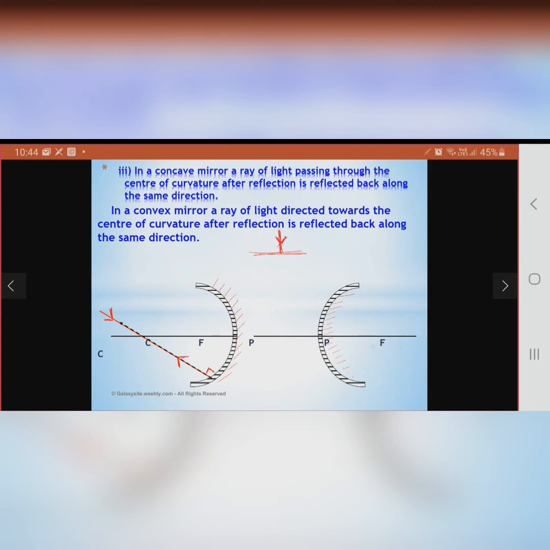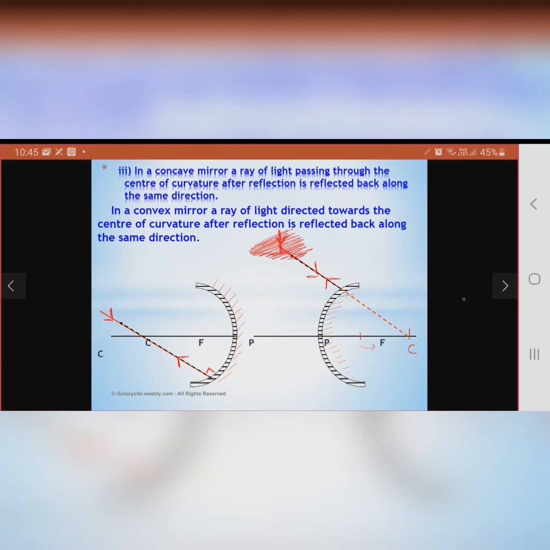Again, center of curvature for a convex mirror is behind the mirror. So any ray which is incident towards the center of curvature. So this is our center of curvature. This is my focus. Any ray which is incident towards the center of curvature will simply retrace its path. Okay? Please ignore this portion now. So any ray which is incident towards the center of curvature of a convex mirror will simply go back along the same path. This is our rule number 3.